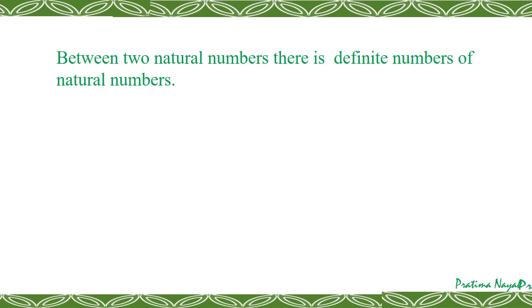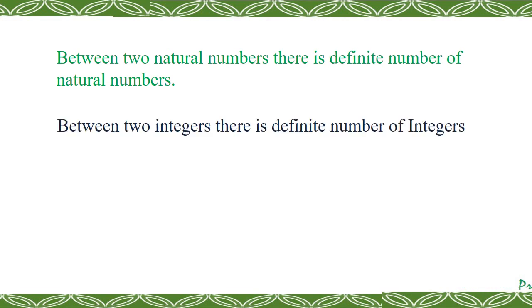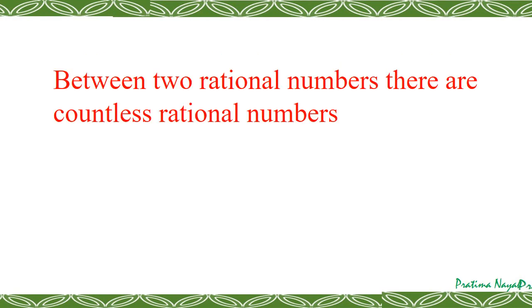Some things about rational numbers. Between two natural numbers, there is a definite number of natural numbers. Between two integers, there is a definite number of integers. But between two rational numbers, there are countless rational numbers.